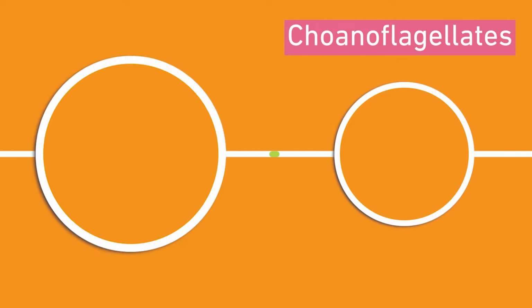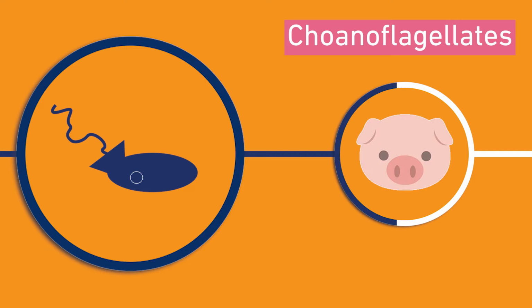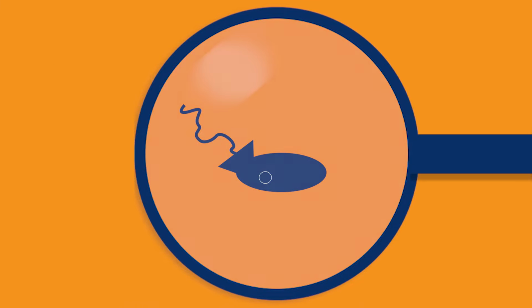Protists are also useful in helping us to understand how life evolved. Choanoflagellates are protists believed to be the closest living relative of animals as we know them today. Understanding how they developed might help us to begin to understand the evolution of multicellularity.